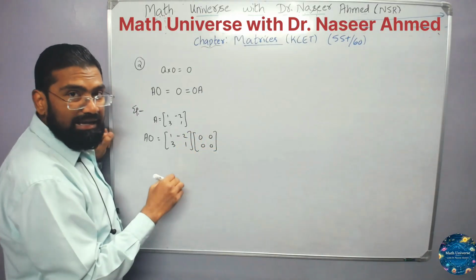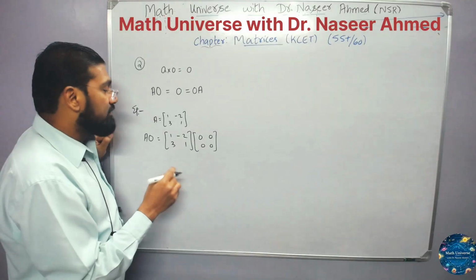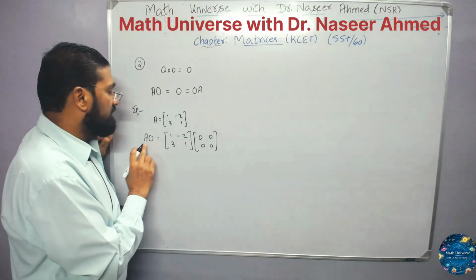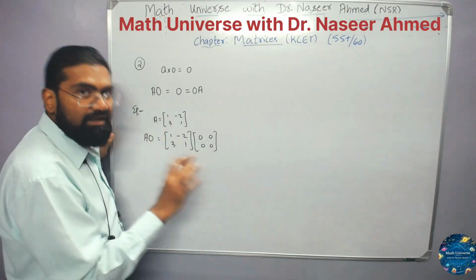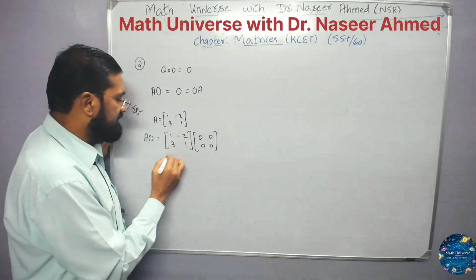I just want to highlight, and I want you to remember that surely if any one of the matrices under multiplication is 0, the product is definitely 0. No doubt about it. And you can see here.